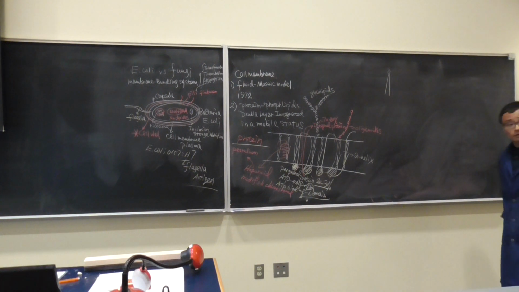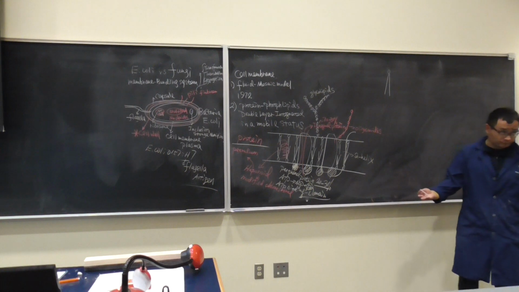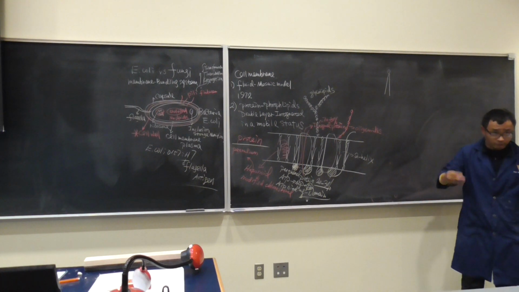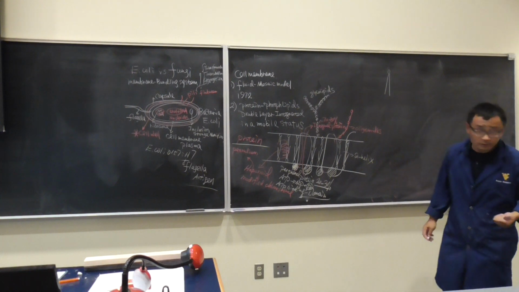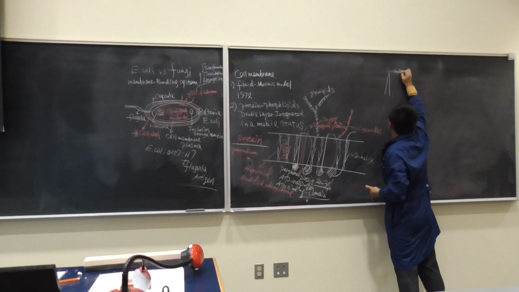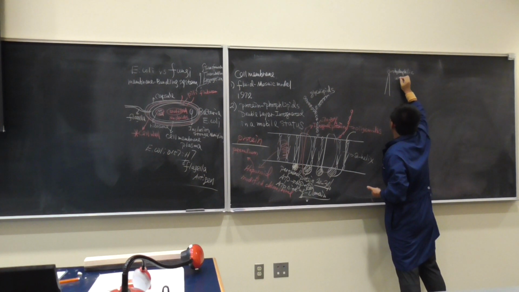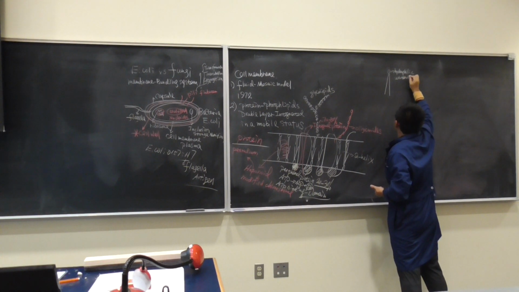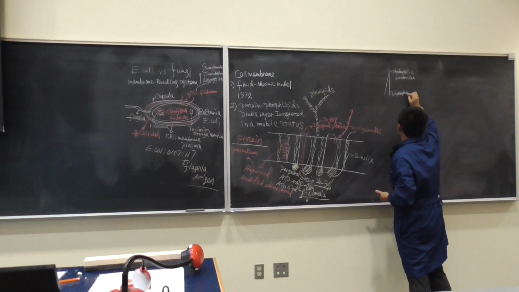This sounds very easy. Everybody knows it. Why are you going to spend time to talk? Because some of you will always be confused about the head and the tail. Okay, this is the head. We call it hydrophilic. It's water-like. And this is the tail. Hydrophobic. Water-dislike.